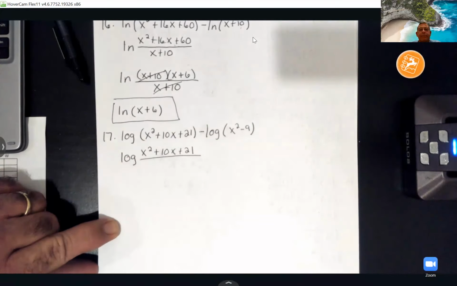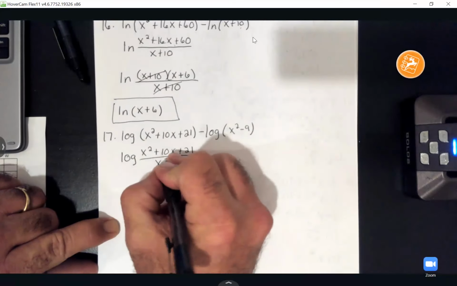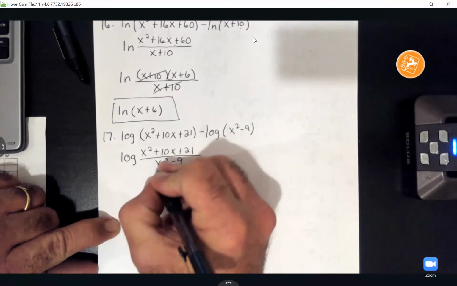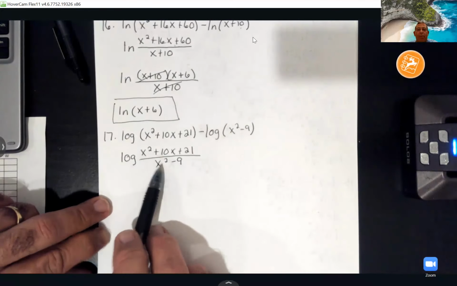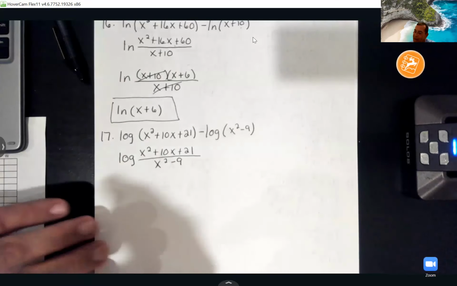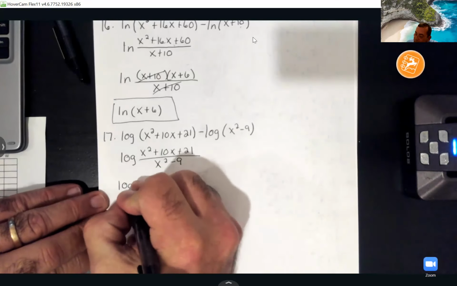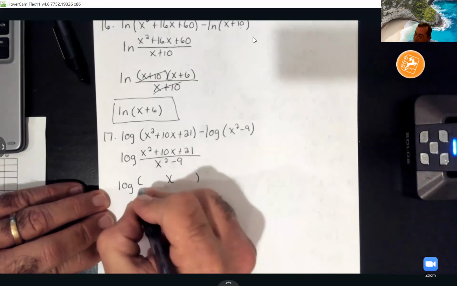On the bottom, x squared minus 9. Y'all look at this one. I've got x squareds on top and x squareds on the bottom. We have to factor both of these before we can tell that they will simplify. So let's see what we can do to the top.